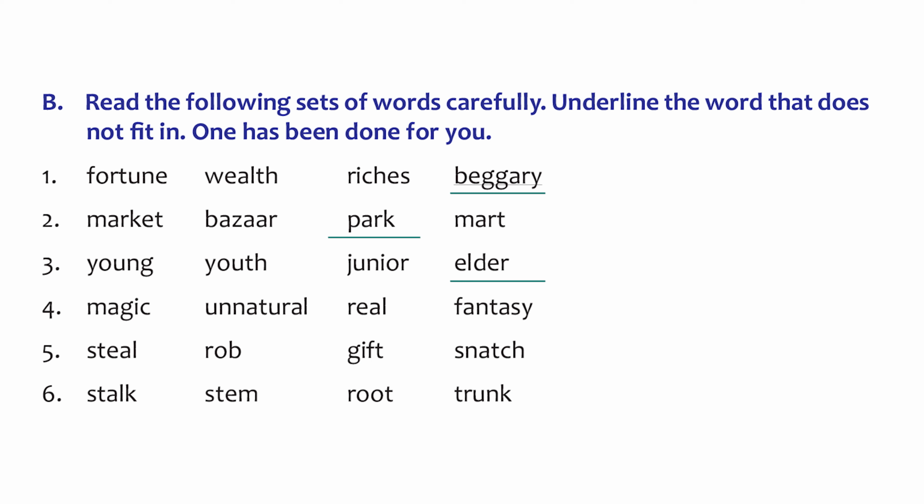Magic, unnatural, real and fantasy. All these words are unreal, but the third one is real. So that needs to be underlined. Steal, rob, gift, snatch. Gift is the one which does not fit. You can underline that. Stalk, stem, root and trunk. Which one is the odd one? It's the root. That's right. So we need to underline root.